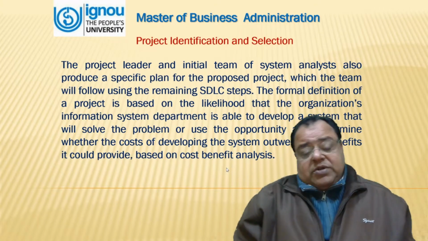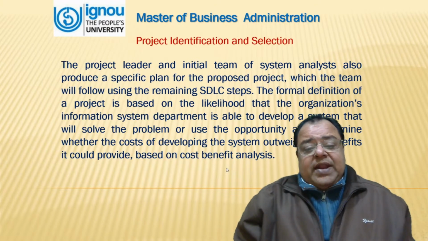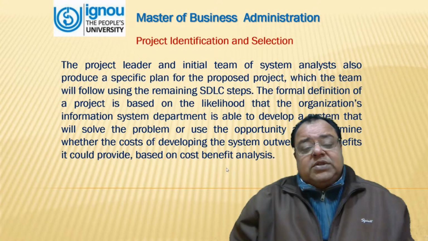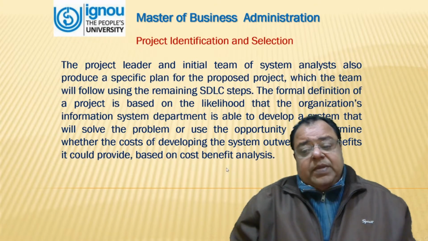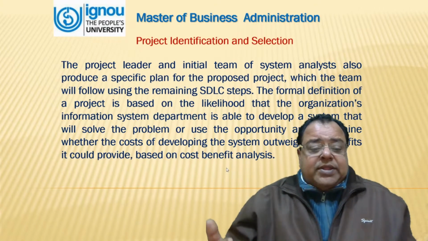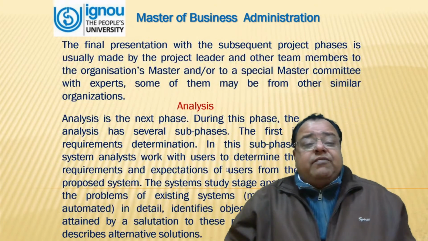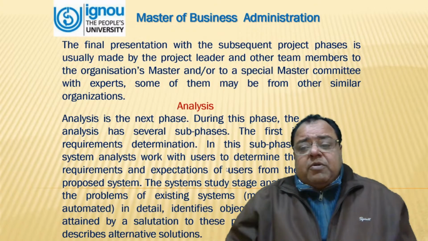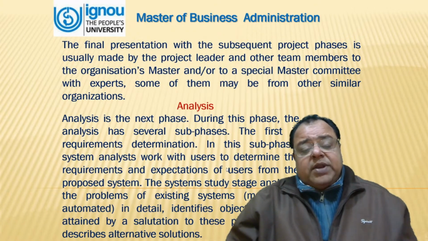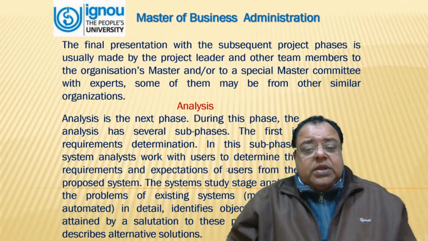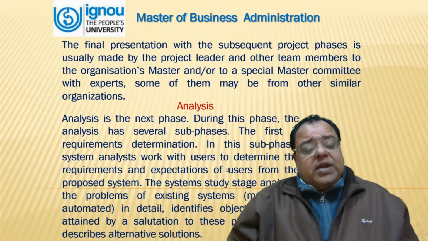The formal definition of a project is based on the likelihood that the organization's information system department is able to develop a system that will solve the problem or use the opportunity, and determine whether the costs of developing the system outweigh the benefits it could provide, based on cost benefit analysis. The final presentation with the subsequent project phases is usually made by the project leader and the other team members to the organization's management and/or to a specific management committee with experts. Some of them may be from other similar organizations.